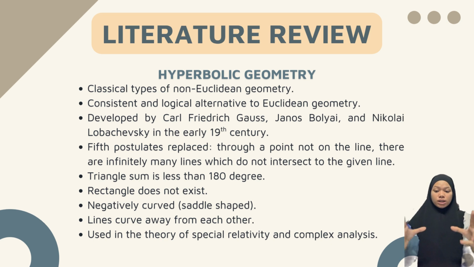Because of this change, triangles in hyperbolic geometry have angle sums of less than 180 degrees. Therefore, no rectangles exist in this geometry because they simply cannot exist under its rules. The space is negatively curved like a saddle, and the lines seem to curve away from each other. Lastly, this model of space is used in the theory of special relativity and complex analysis.